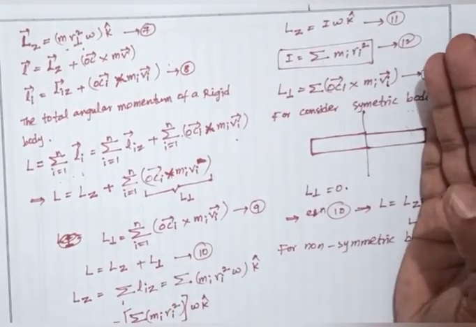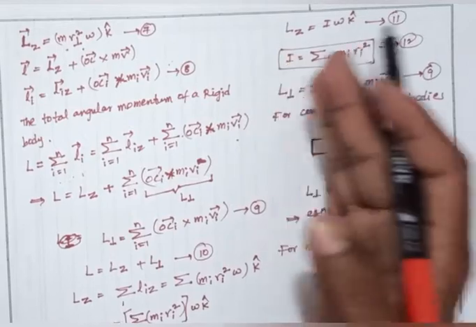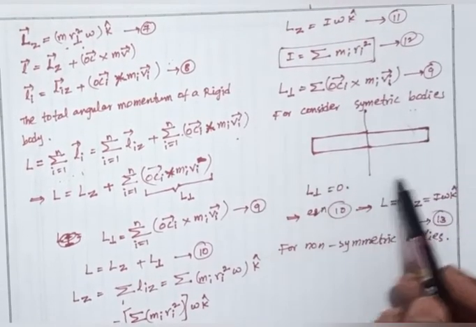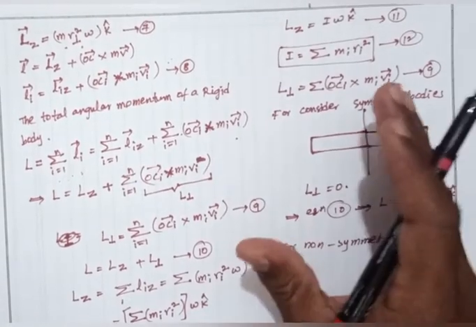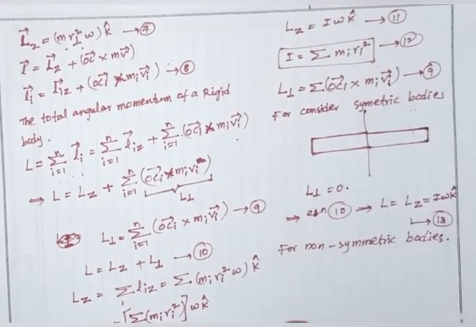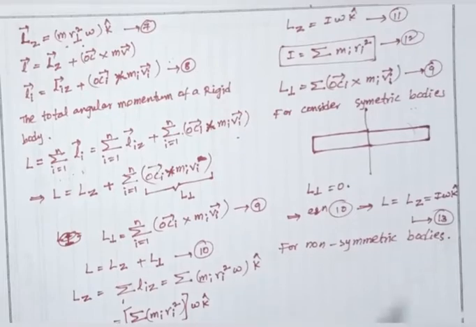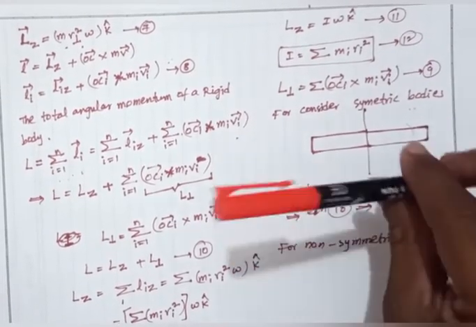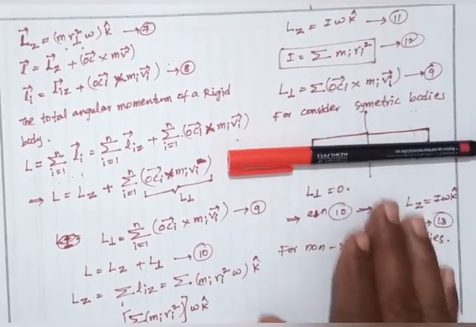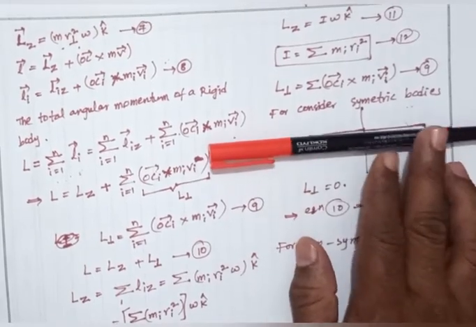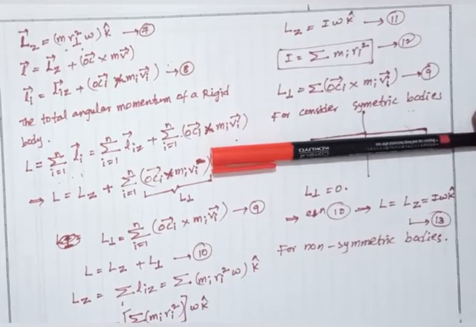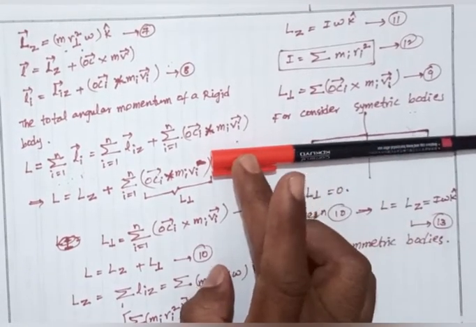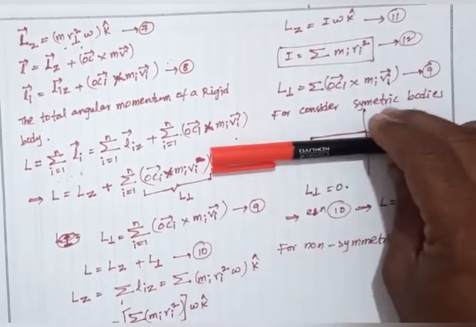A body whose right-hand side shape is not equal to its left-hand side shape is called a non-symmetric body. For example, a stone is not symmetric. The right-hand side is not equal to the left. For example, this pen is not symmetric: on this side the size decreases, on this side the size increases, so this is a non-symmetric body.